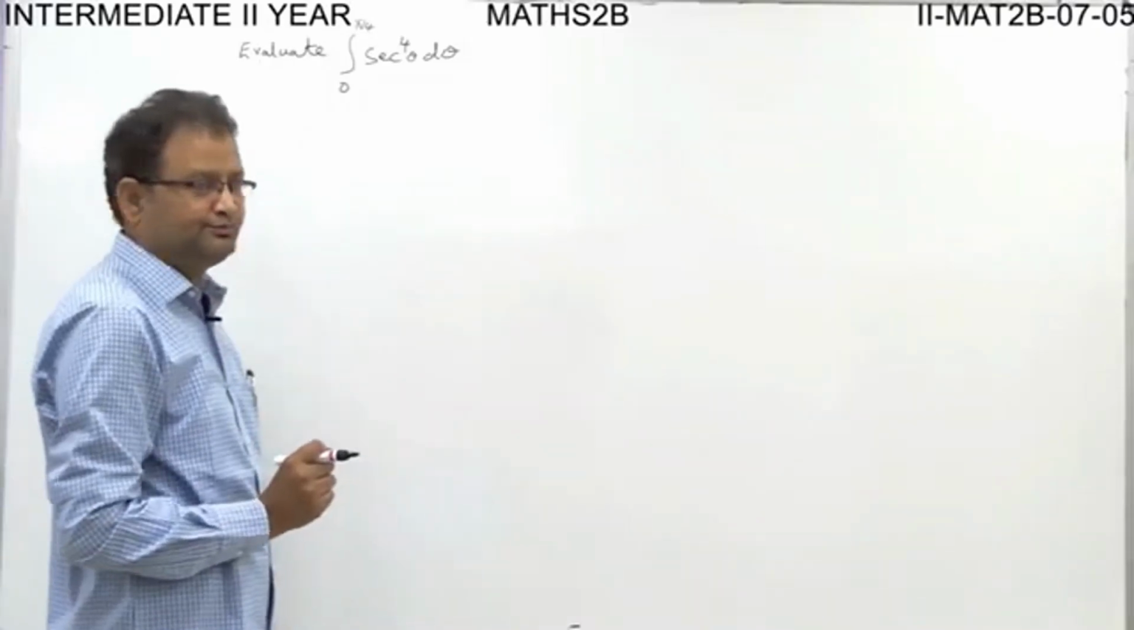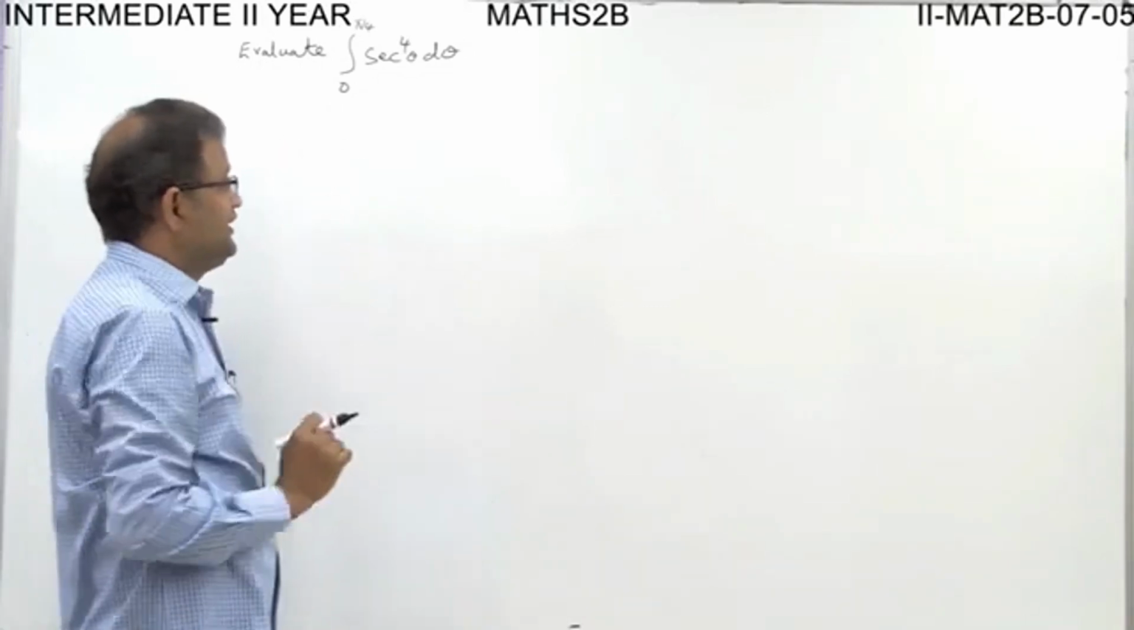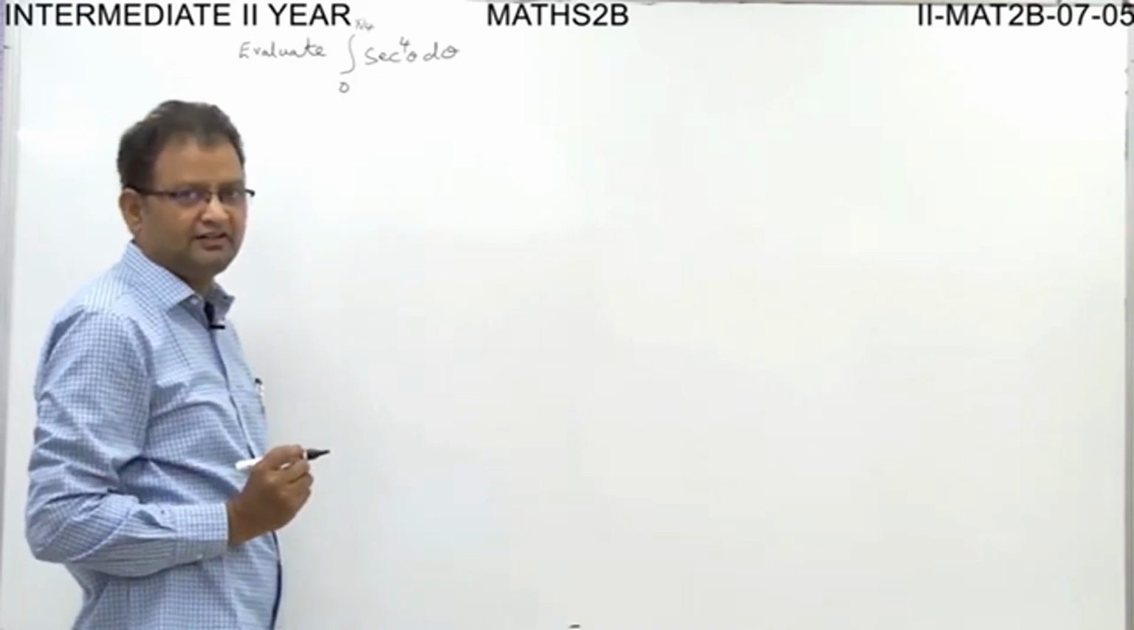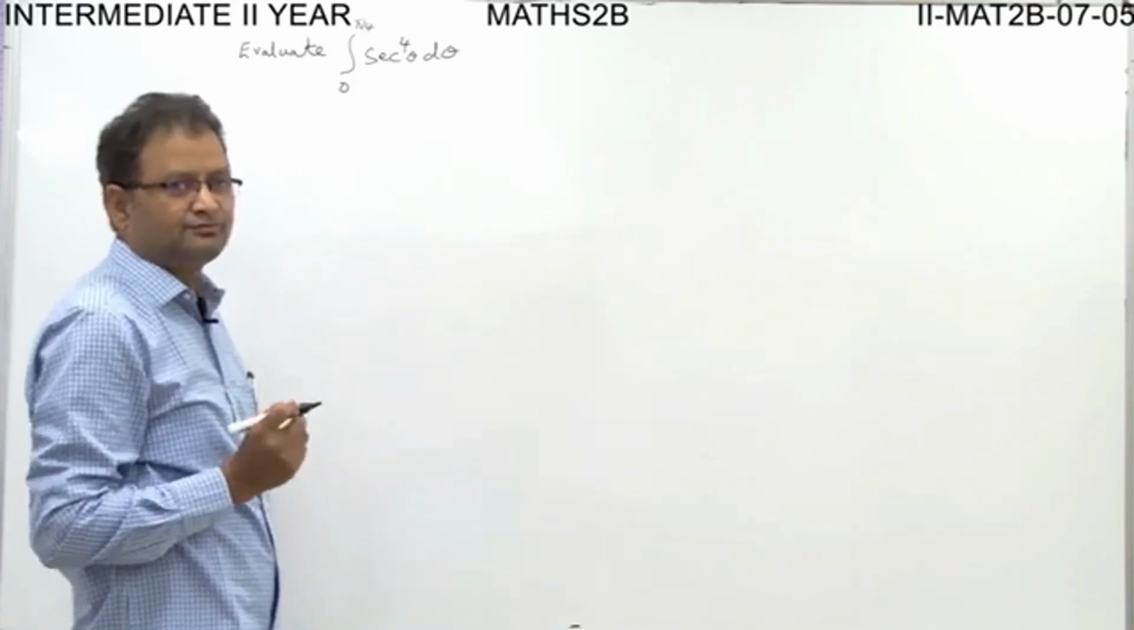Our next problem. Evaluate the integral from 0 to pi by 4 of secant to the power of 4 theta d theta. For this problem, the solution.